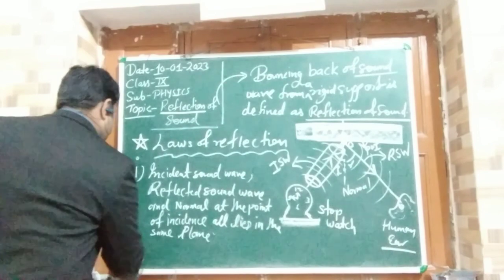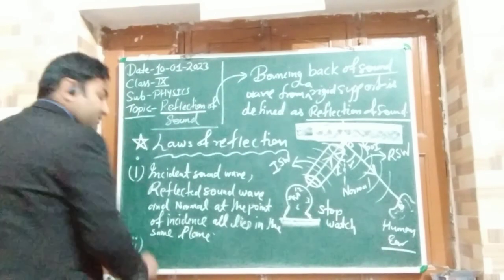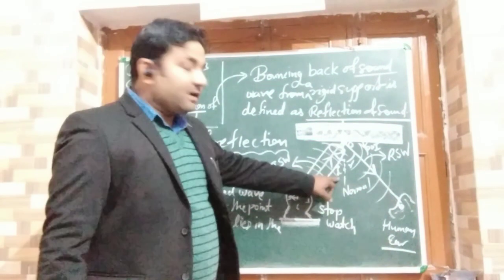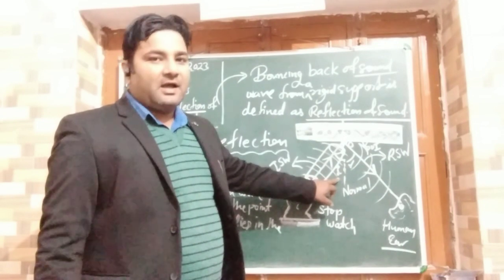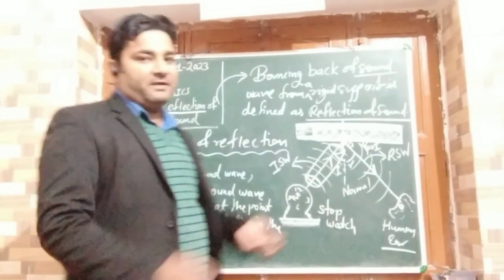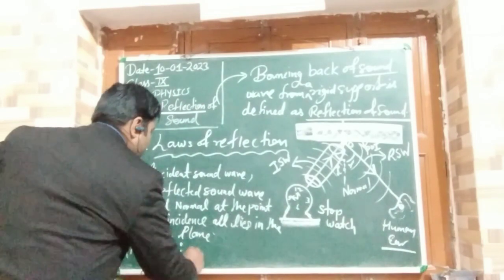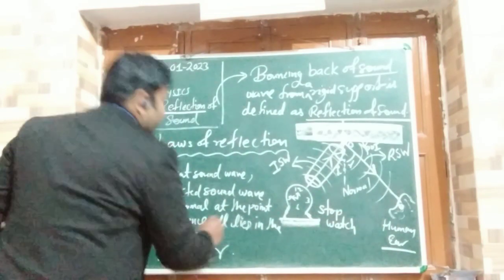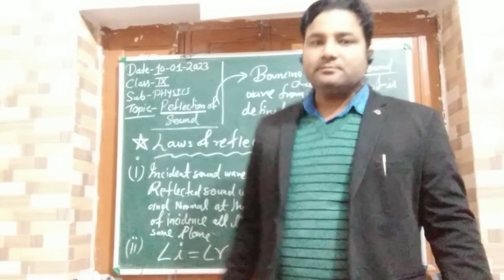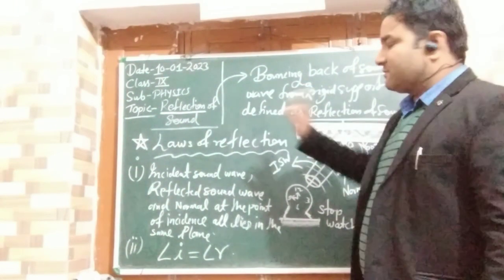And then after, the second one is too easy. This one: angle of incidence is always equal to angle of reflection. That is, angle I is equal to what? Angle R. These are the two laws related to the reflection of sound.